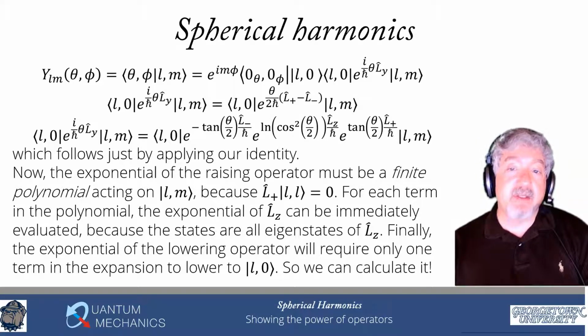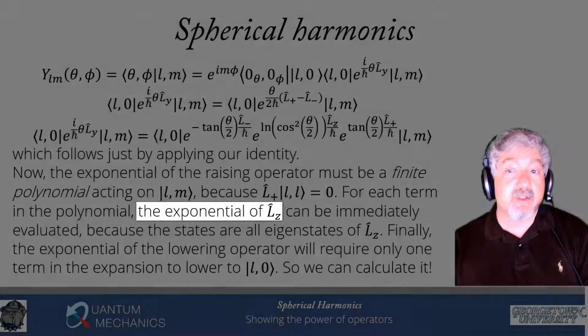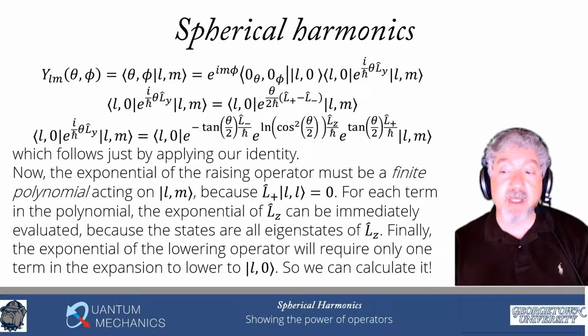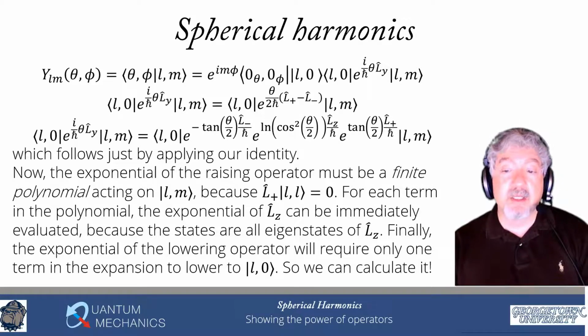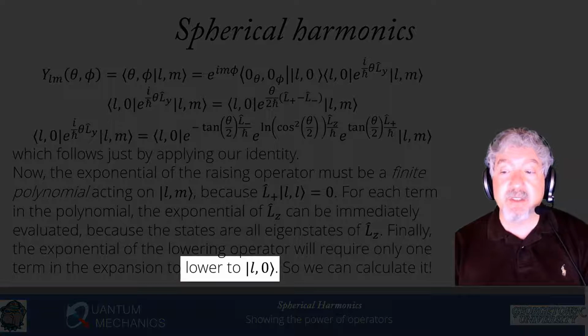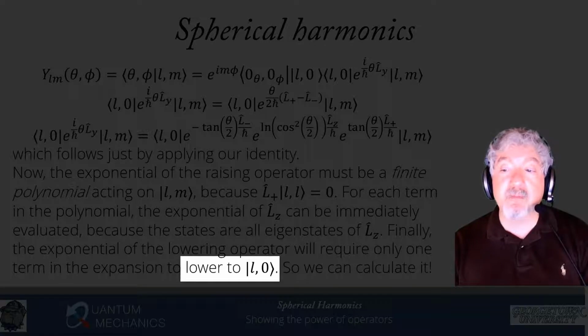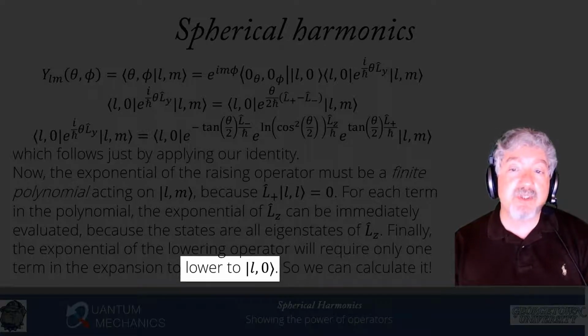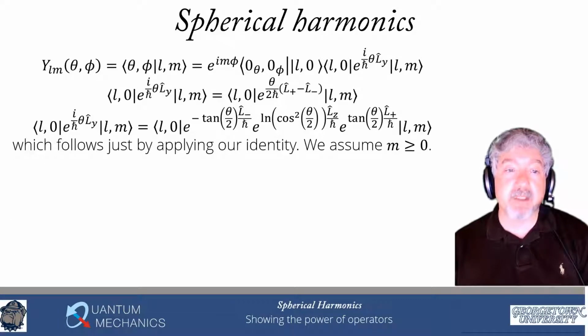And then the next operator depends on Lz, but every one of these states is an eigenstate of Lz, so I can immediately evaluate that exponential acting on the state L m. And then the final operator is L minus, and that also can have just a finite number of terms, but it's even better than that, because remember, we have to end with the state L comma 0, because these angular momentum eigenstates are orthonormal. And so I only have to worry about the term in the exponential that reduces the state that I'm at down to L comma 0, and then I'm done. Okay? So let's go ahead and calculate this step by step.